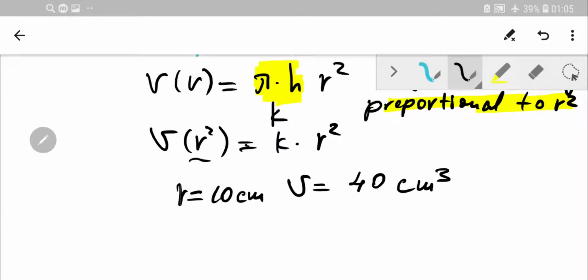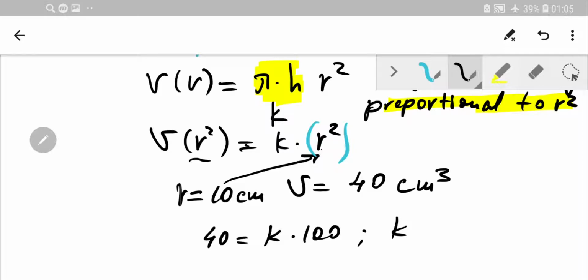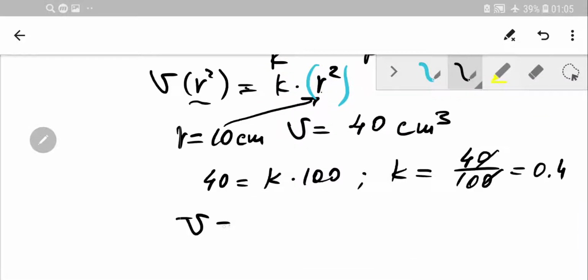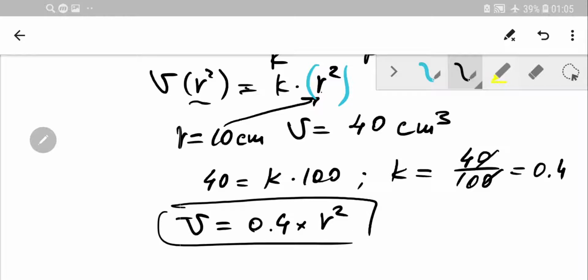All right, so what it means is that we again can plug in the values and figure out that 40, the volume, equals k times, be careful here, radius squared, right? Don't forget that it's squared. So that's why it's going to be 100. So in this case, k equals 40 over 100. Just cancel, 4 tenths, so 0.4. So we can say that it's going to be 0.4 times r squared. That's the general formula. All right, direct proportionality, volume versus r squared.